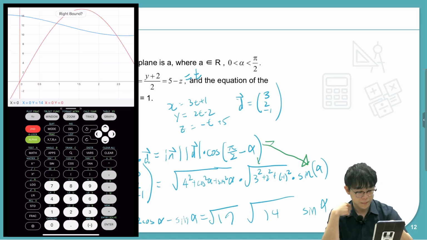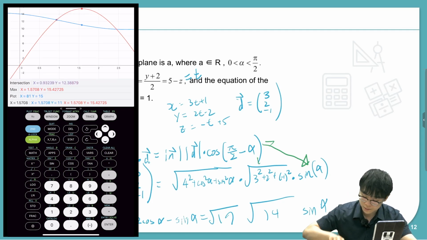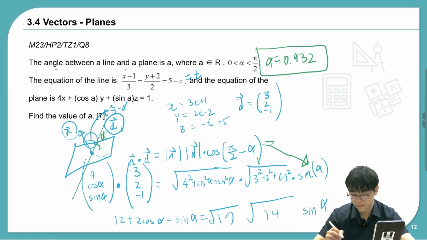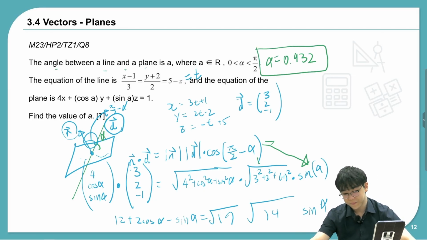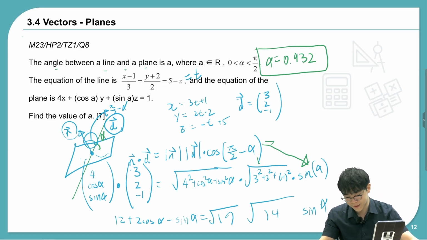Right bound, I'm going to say is pi over 2. So my intersection happens at 0.93239, so alpha is going to be 0.932. So this is the value of the angle between this line and the plane. Okay. So I would strongly recommend that you solve a lot of these vector application problems, because there are a lot of places where you could be thrown off. You might use alpha instead of pi over 2 minus alpha, or you might use a cross product instead of the dot product. So yeah, you need more familiarity with these topics, so I would suggest you do a lot of these practice problems.